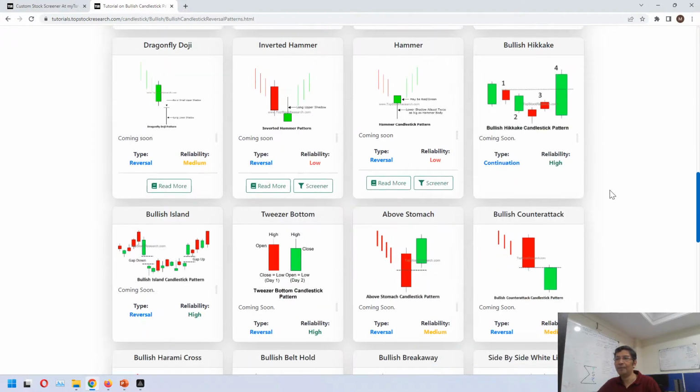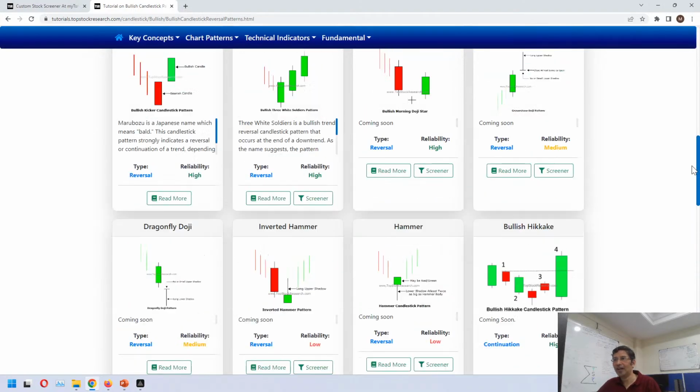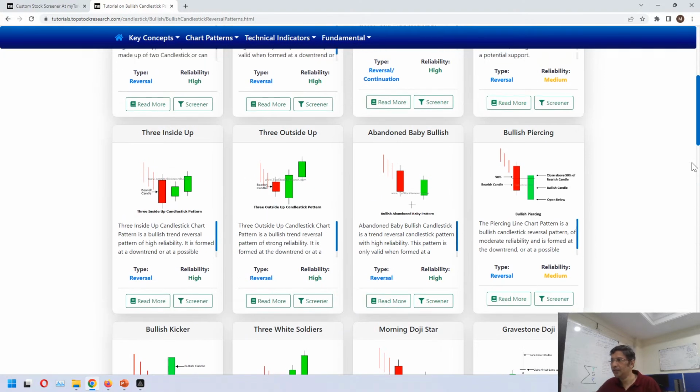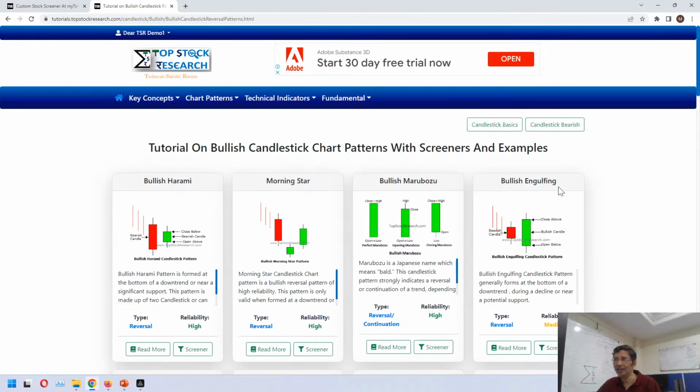In one glance, all the patterns which are there, 1 candle pattern, 2 candle pattern, 3 candle pattern, 4-5 candle pattern, multiple candle pattern, are mentioned here along with their reliability, right? Some of them are highly reliable, so you should focus more on them. Some of them are less reliable. Some of them are single candle, some are multiple candle, and so on and so forth.